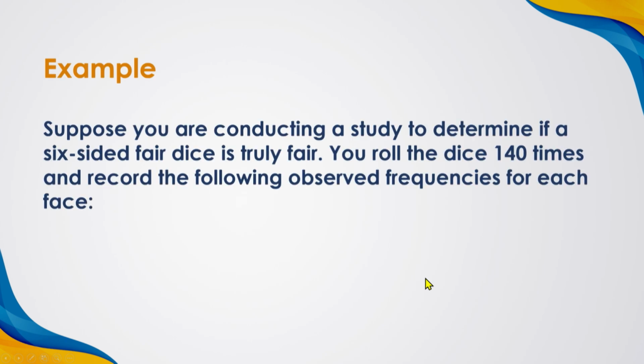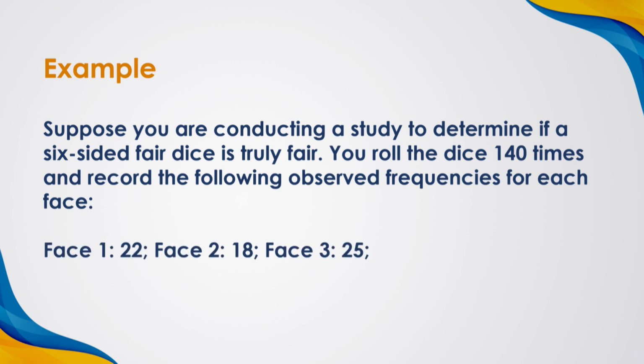Suppose you are conducting a study to determine if a 6-sided fair dice is truly fair or not. You roll the dice 140 times and record the following observed frequencies for each face. As you know, while rolling a die, there will be 6 faces, that is 1, 2, 3, 4, 5 and 6. Now you can see the frequencies.